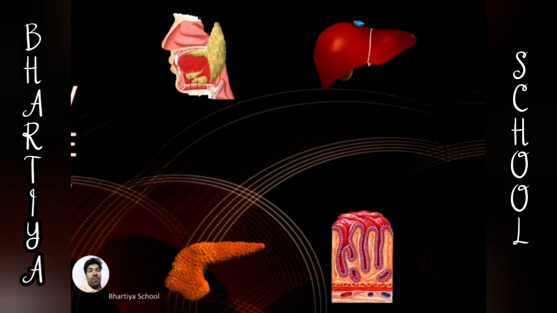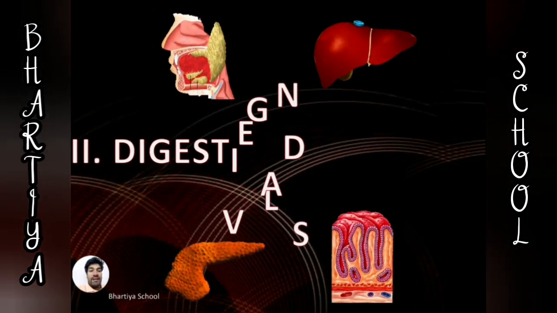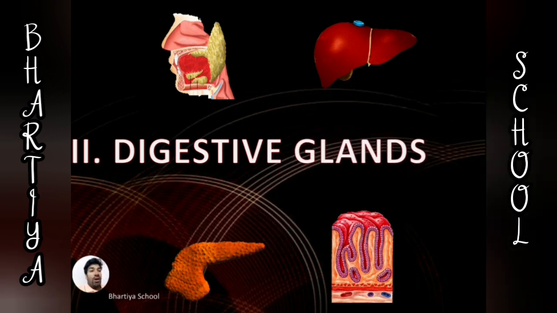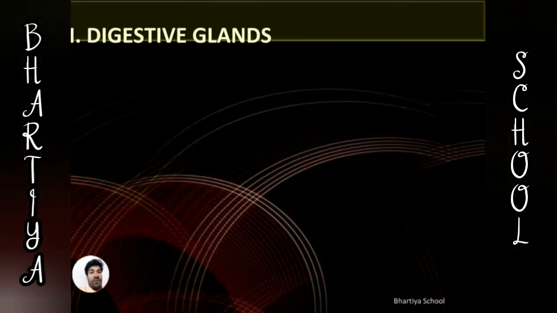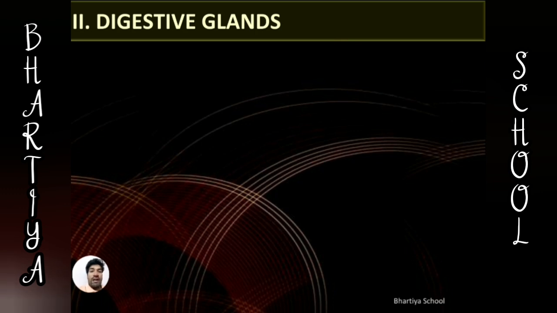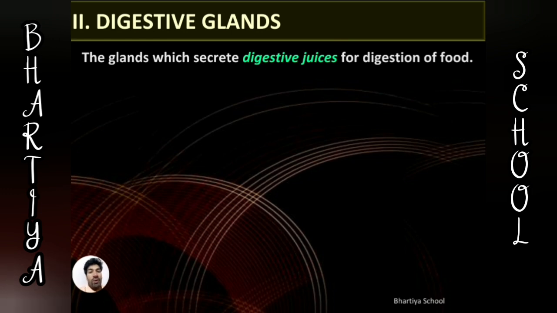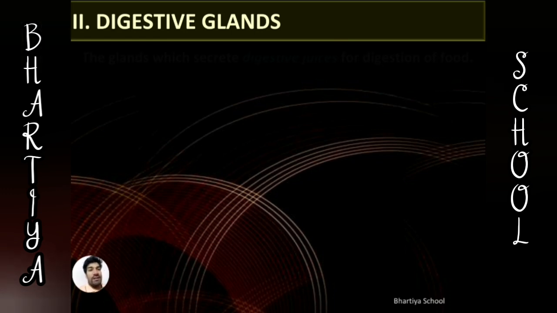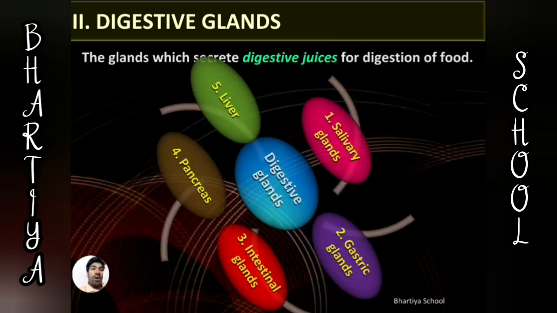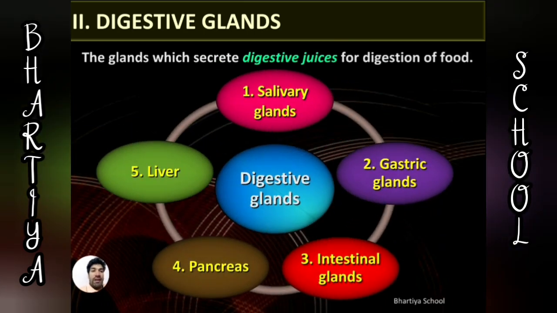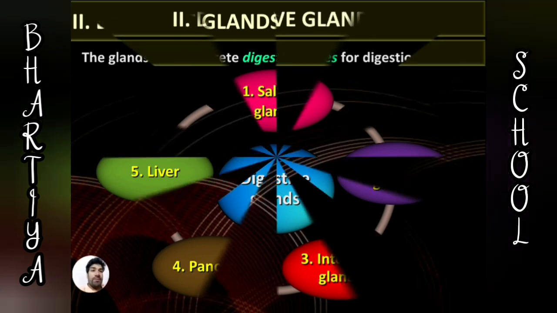In this section, we will discuss digestive glands. First of all, we should discuss what digestive glands are. Those glands which help in digestion of food with their secretions are called digestive glands. There are five major types of digestive glands: salivary gland, gastric gland, intestinal gland, pancreas, and liver. These are the glands which help in digestion of food with the help of their secretions.